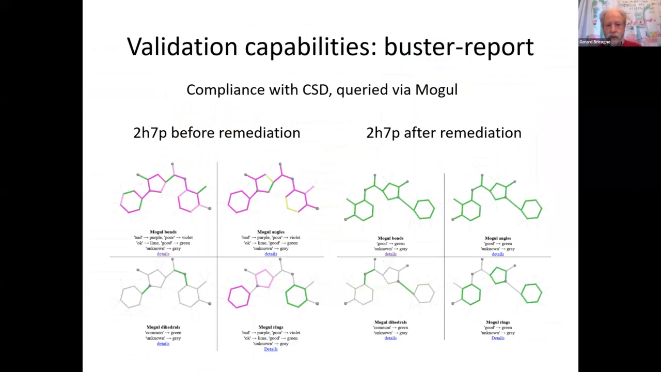There are not just pictures of ligand pose in density, but also an illustration of how well the geometry of the ligand agrees with ideal geometry queried via Mogul from the CSD. And you can see that the remediation has done a lot of good. Everything is green. It's a pity that the diagrams are not exactly in the same orientations, but never mind.